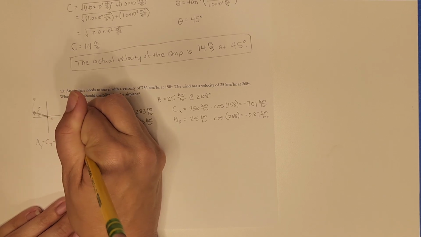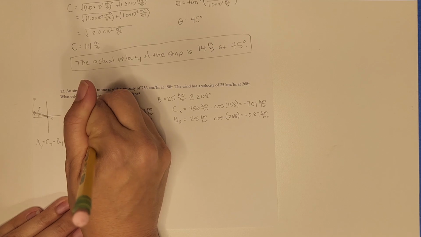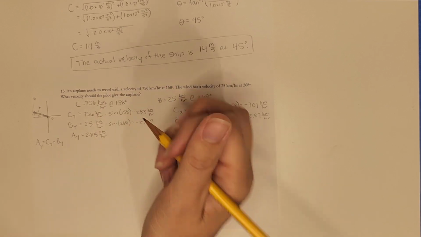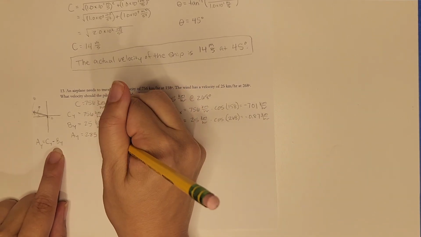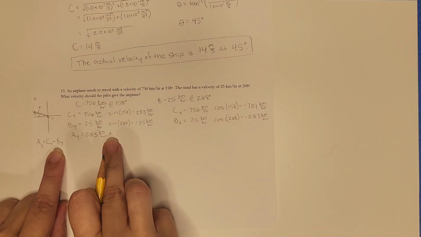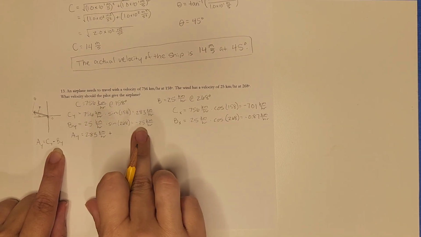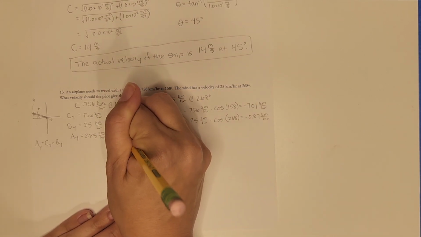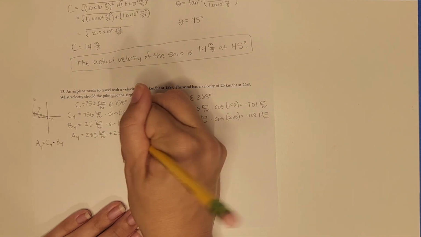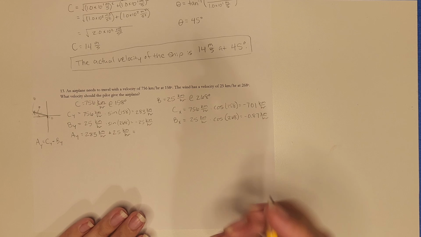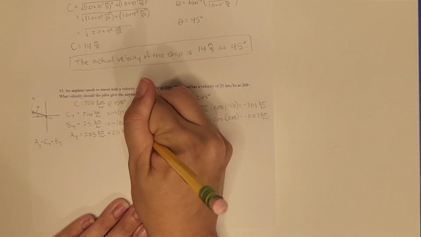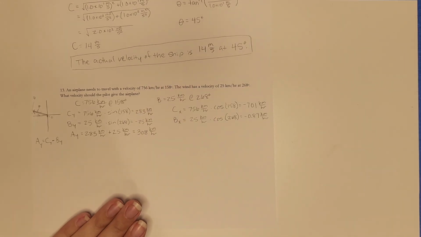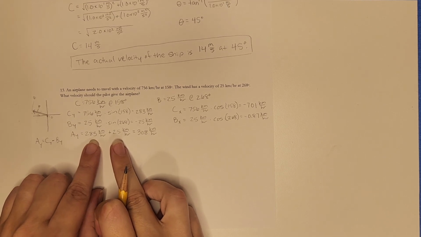So our A of Y is going to be 283 kilometers per hour, and it's a minus and negative, right? So we're going to put a plus here, but we are subtracting this, okay? So minus negative 25. So I'm going to say plus 25 kilometers per hour. And that is going to give us 308 kilometers per hour.